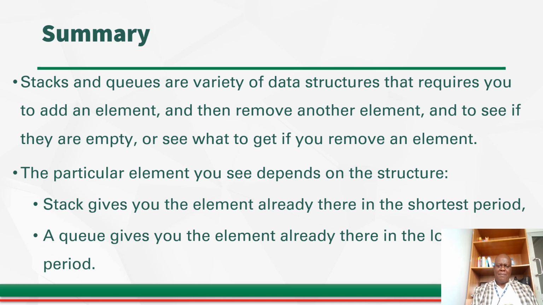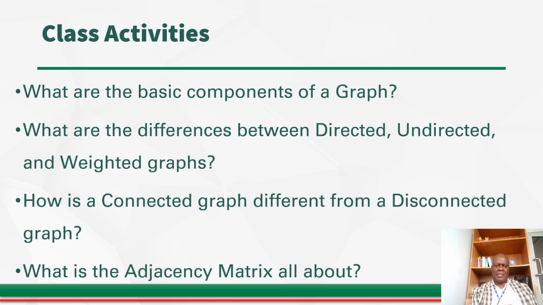The particular element you see depends on the structure. A stack gives you the element already there in the shortest period. A queue gives you the element already there in the longest period. What it means is that the element you are meeting at the top of the stack is the last one you just added. While the element you meet on the queue, as it is extending, the last one is far, far behind. So it is the longest period, the one that came last.